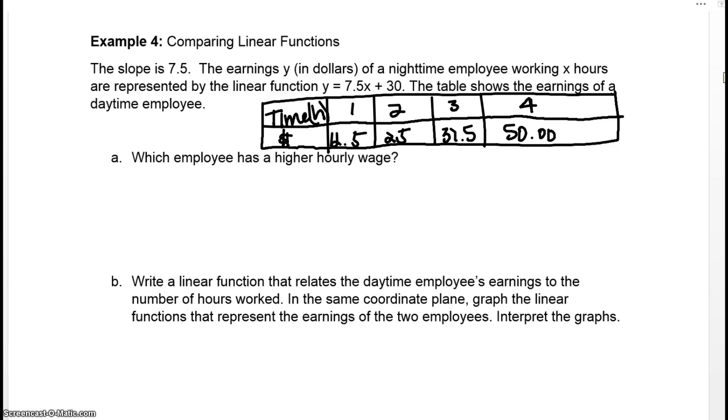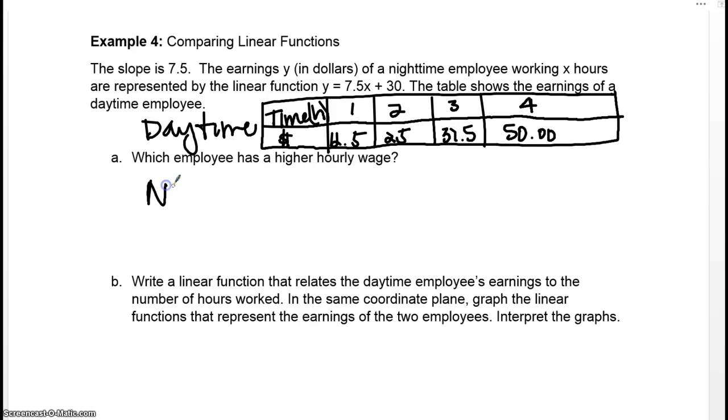Last example is example 4. We need to compare these linear functions. And once again, I told you that the table shows, and then I forgot to copy the table. So if you will quickly copy this table, you can pause it while you're doing it and then resume when you're finished. After 1 hour, the employee makes $12.50. This is the daytime employee. After 1 hour, she makes $12.50, 2 hours, $25, 3 hours, $37.50, and 4 hours, $50. Okay, so that's the daytime.